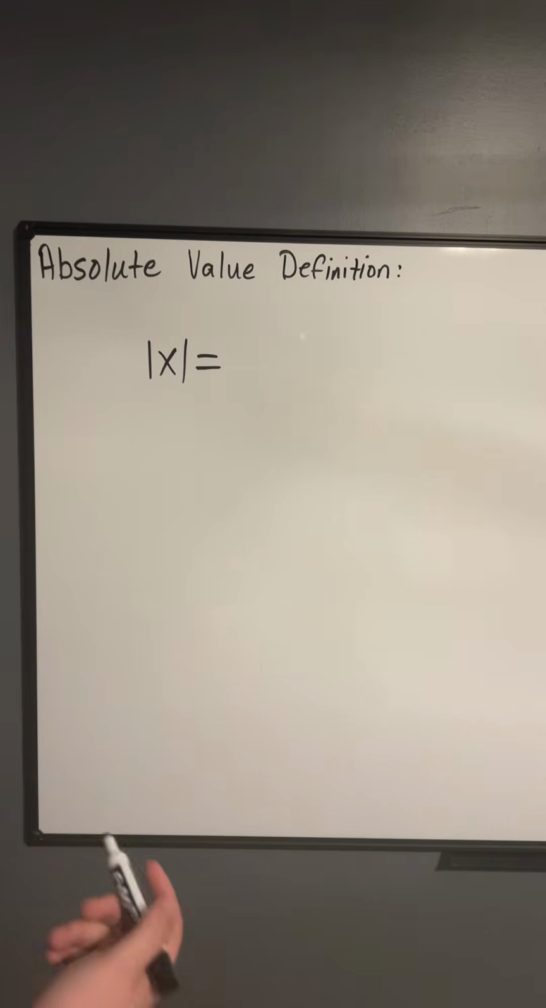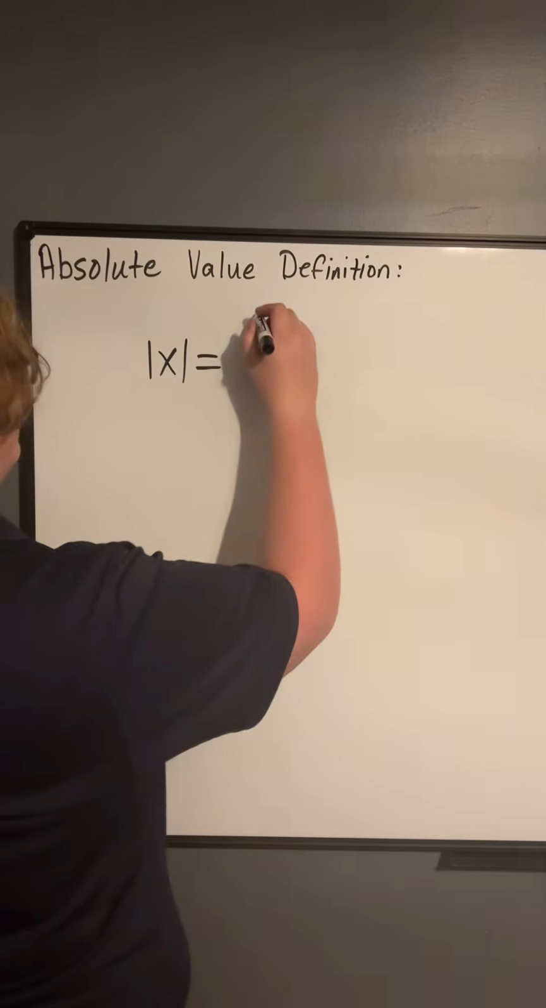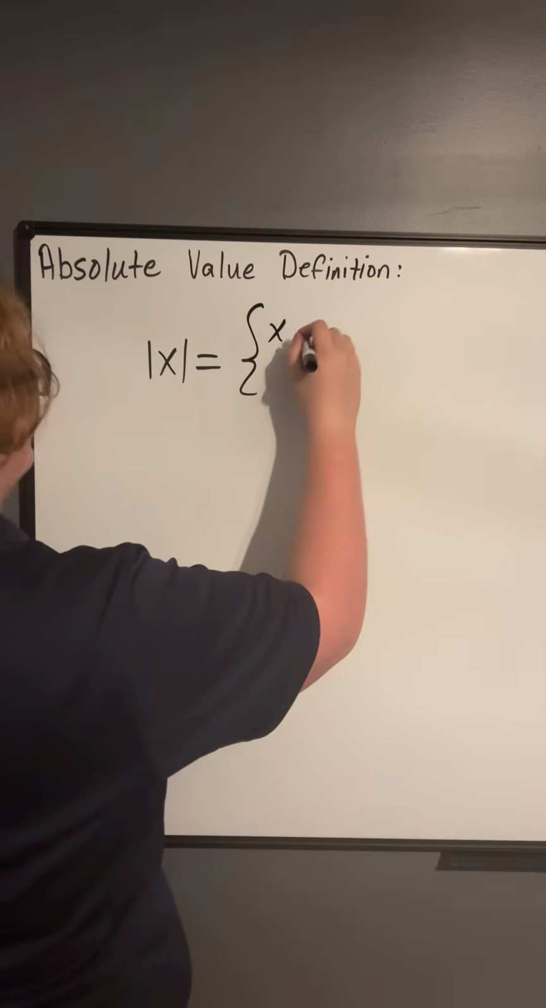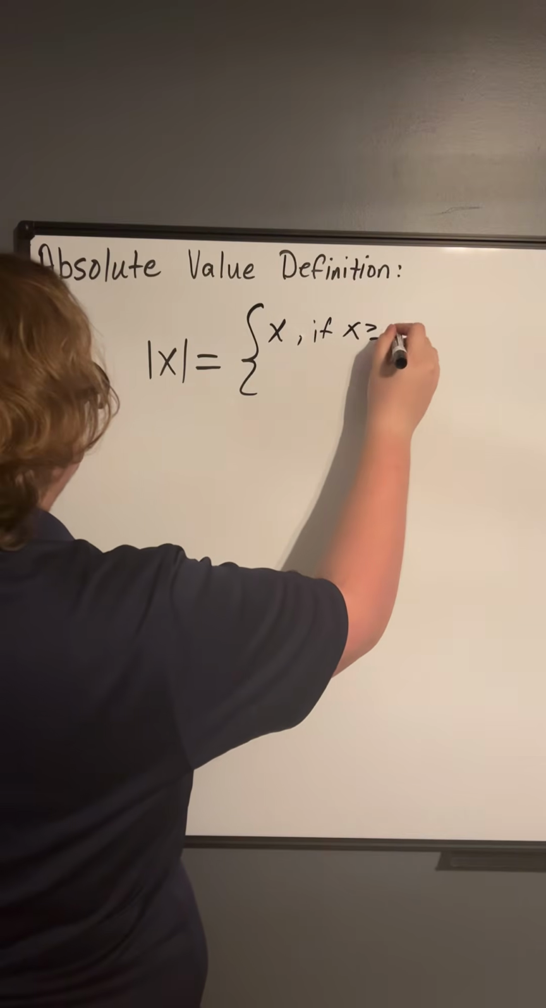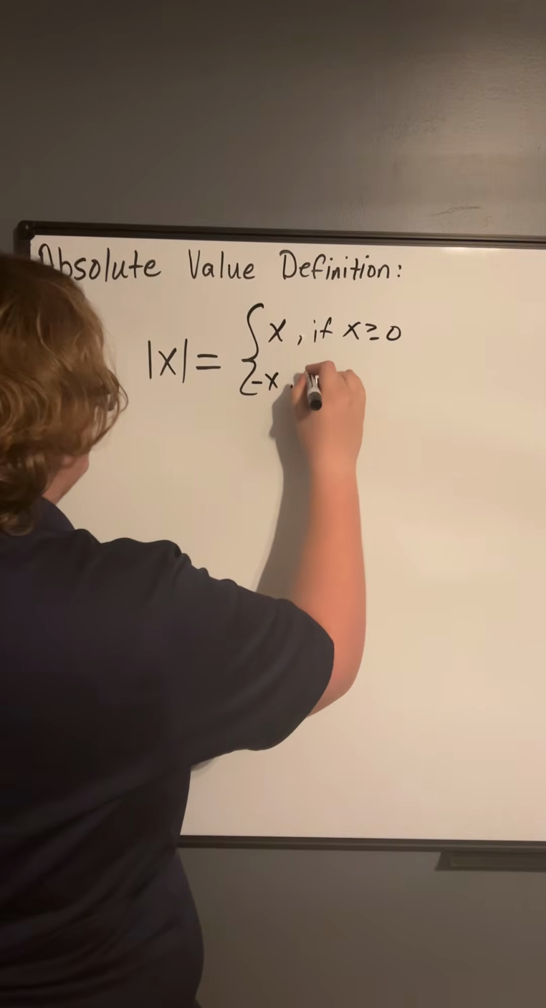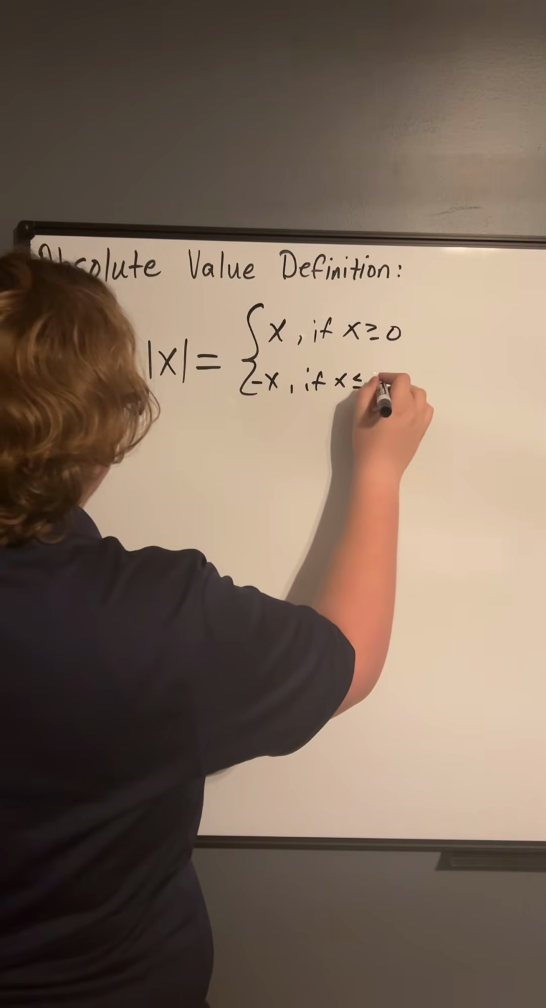Well, technically, it's a piecewise function. So the absolute value of x is defined as just the value x if x is greater than or equal to zero, but it's also defined as negative x if x is less than or equal to zero.